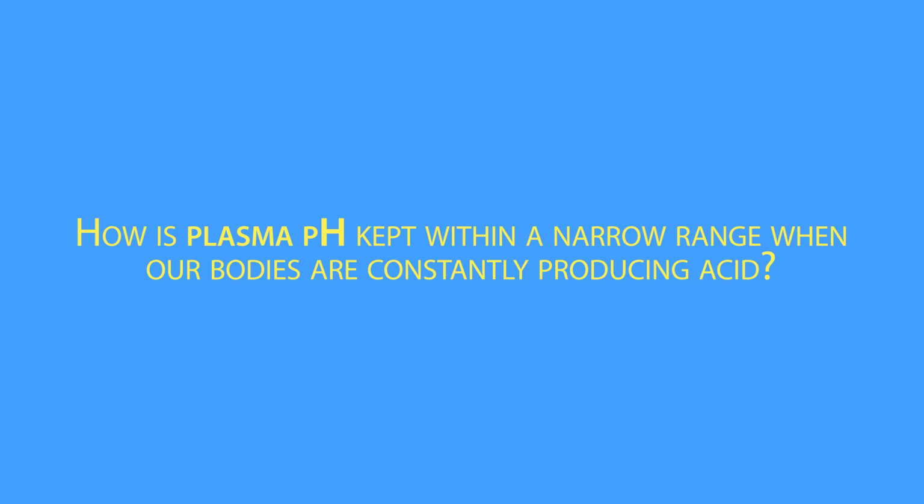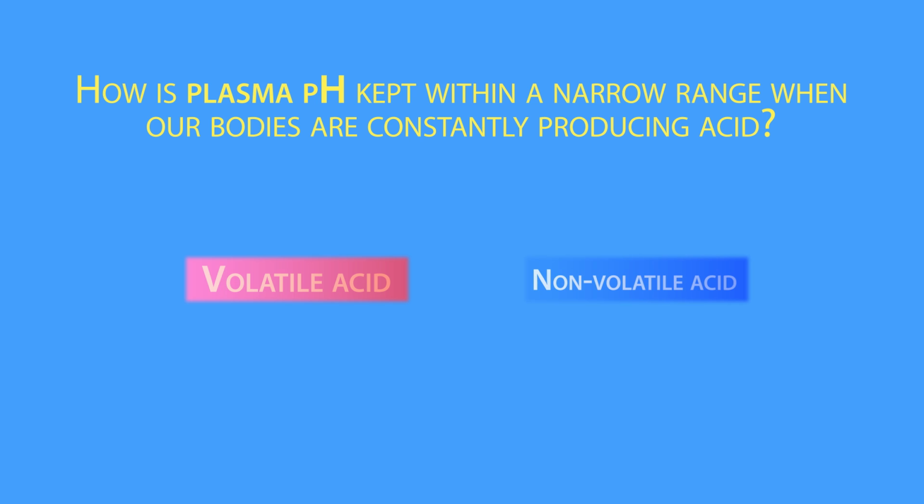So how is the plasma pH kept within a narrow range as we constantly produce acid? Well, to fully understand how this occurs, we must first understand where the acid comes from and the differences between volatile and non-volatile acids, which will determine how these acids are buffered and eliminated.